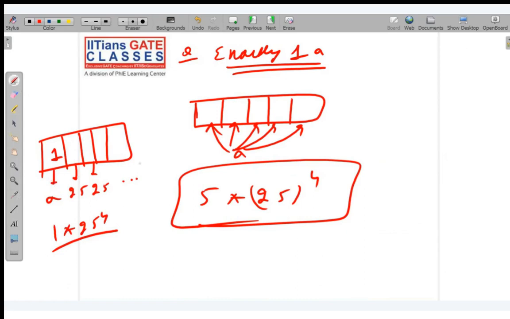If I write it more technically, in a more elegant way, it should be 5C1 into 25 power 4. Why 5C1? Because from the 5 places I will choose one place for A, and for the rest of the places I will put other symbols. That is the meaning of 5C1 into 25 power 4. I hope everybody has got it. Please take a snapshot. I will jump to the next slide now.